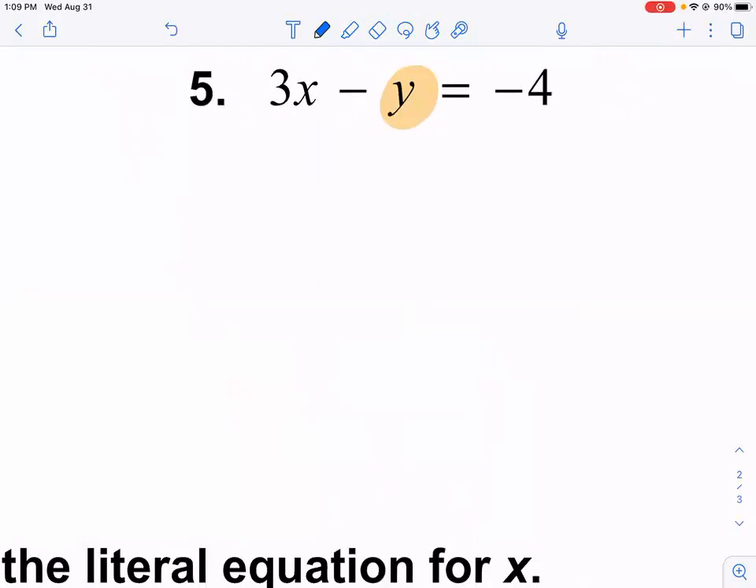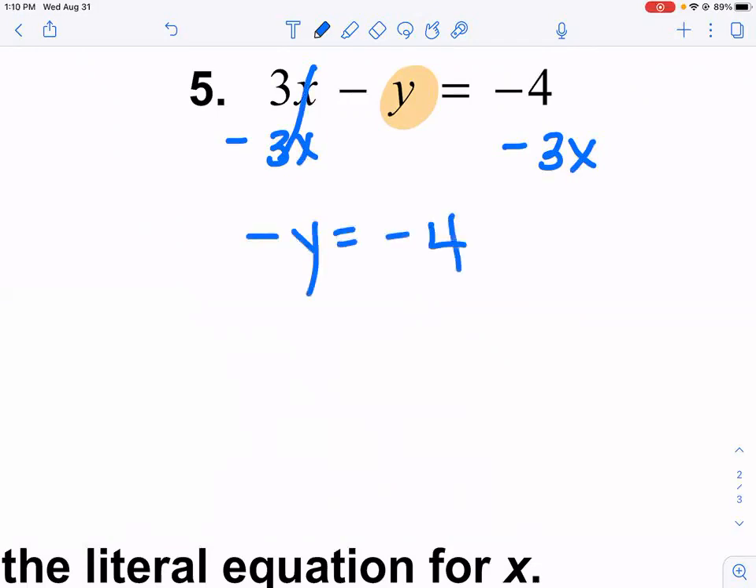All right, so that 3x needs to move away. How do we move it over? Colin. We are going to subtract 3x. It is a positive 3x. Now, let's talk about that minus sign, Gus. That minus sign is still stuck on the y. It hasn't gone anywhere. We moved the 3x, but that minus is still there. So we have a minus y.